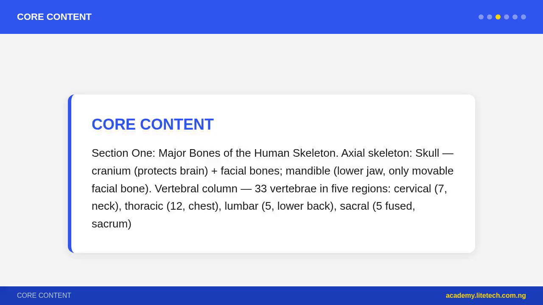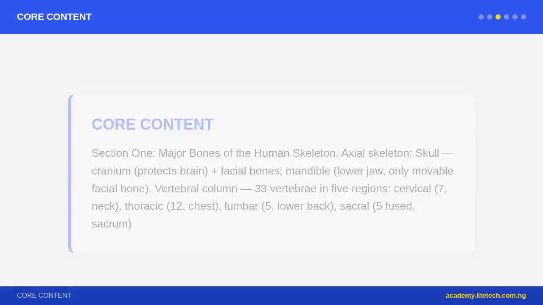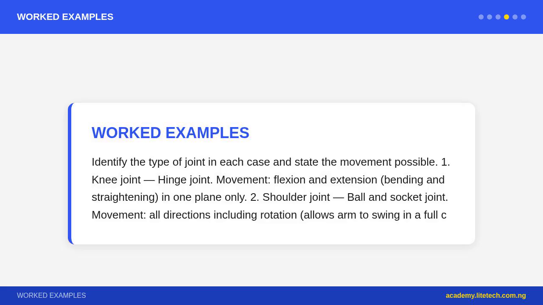Section 3. Joints. A joint is where two or more bones meet. Joints are classified by the type and degree of movement allowed. Fixed, fibrous, immovable joints: bones fused, no movement. Examples: sutures between skull bones, the pubic symphysis. Slight movement, cartilaginous joints: joined by cartilage, limited movement. Examples: intervertebral discs between vertebrae, which allow the spine to flex slightly.